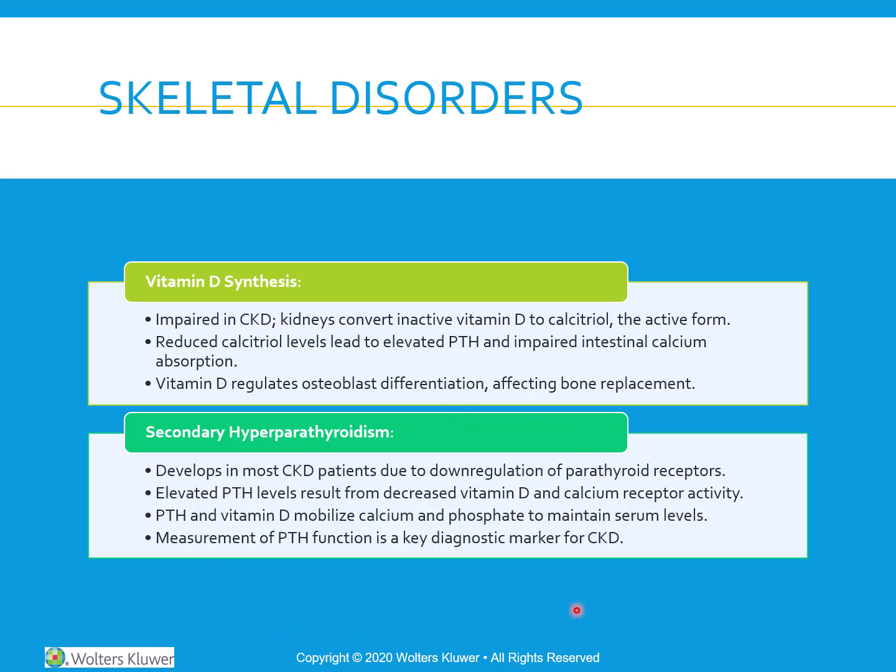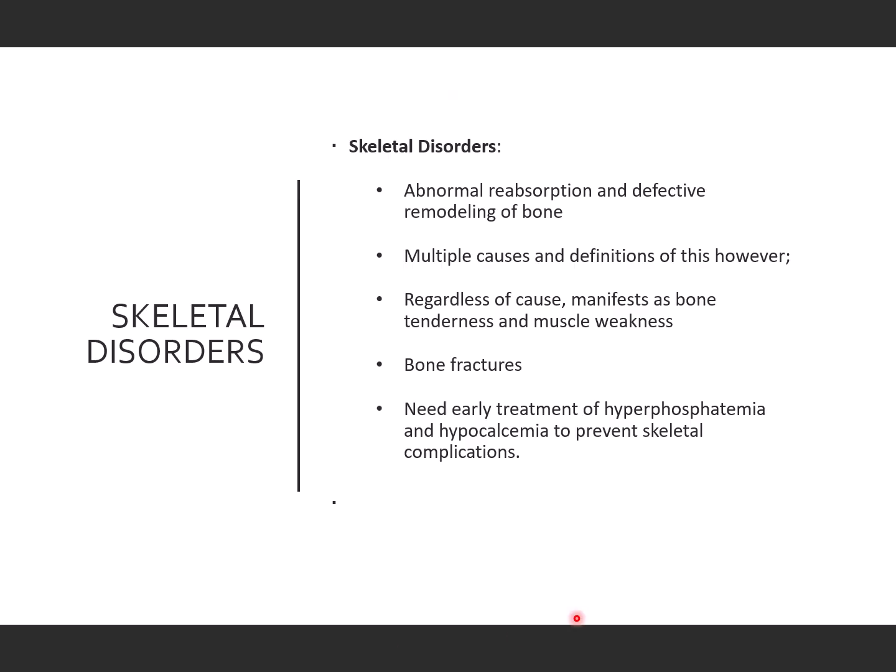We can also get secondary hyperparathyroidism. This develops in most CKD patients because of the downregulation of parathyroid receptors. Elevated PTH levels often are the result of decreased vitamin D and calcium receptor activity. PTH and vitamin D mobilize calcium and phosphate to maintain those serum levels, further leading to more bone breakdown. So with skeletal disorders, the underlying cause is this overall abnormal reabsorption and defective remodeling of bone.